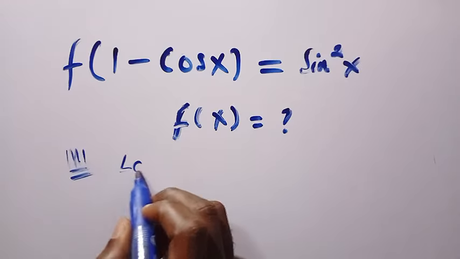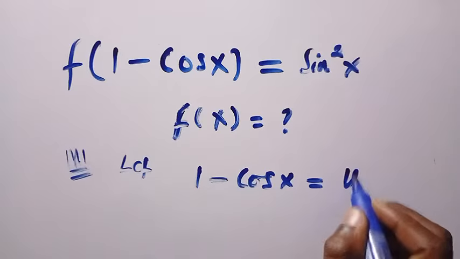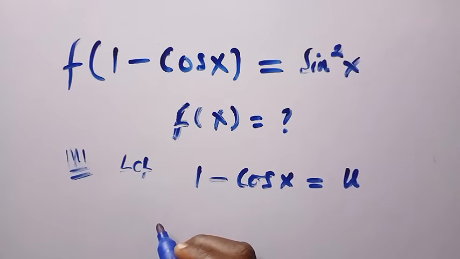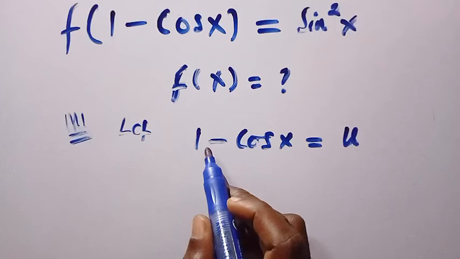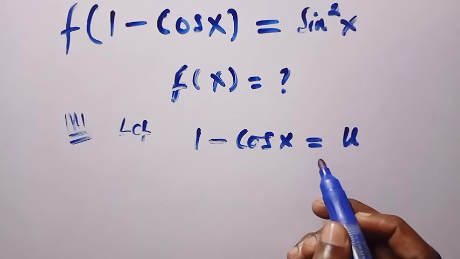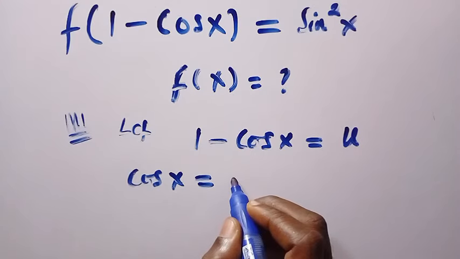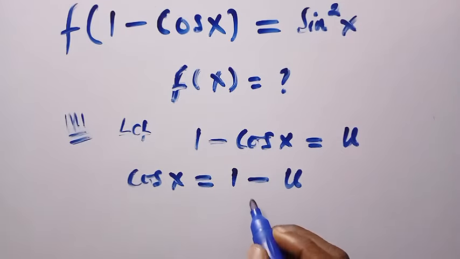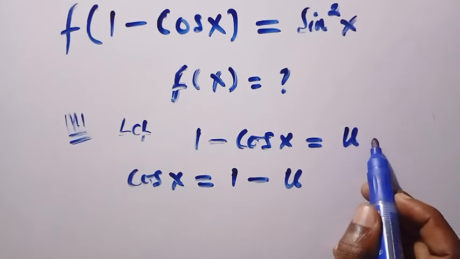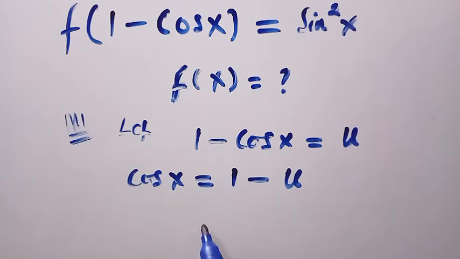Suppose I let 1 minus cos x equals u. I will apply the substitution method and I will also manipulate it. Here, I let 1 minus cos x equals u, then cos x will be equal to 1 minus u. When we take this 1 to the other side, we have u minus 1, and multiplying everything by negative, we have 1 minus u. That is for cos x.